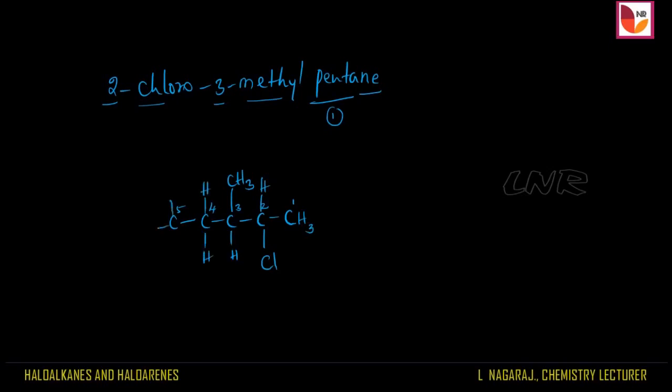And it is CH3. That is the structure of the molecule, and the molecular formula is written as CH3, CH2, C with 1 methyl group, H, and C, H, and Cl, and CH3. That is 1, 2, 3, 4, 5. 2-chloro-3-methyl pentane.